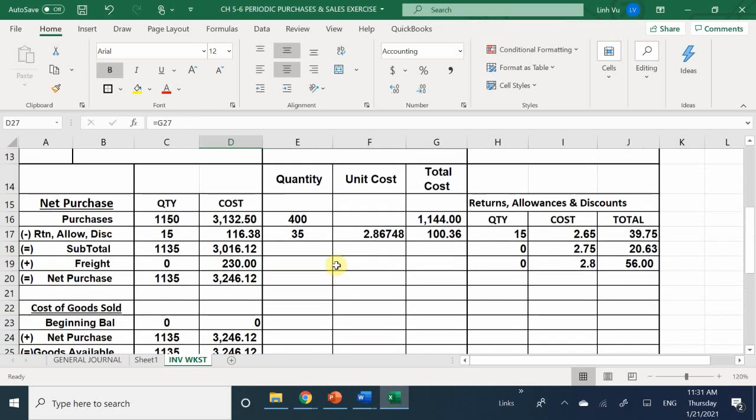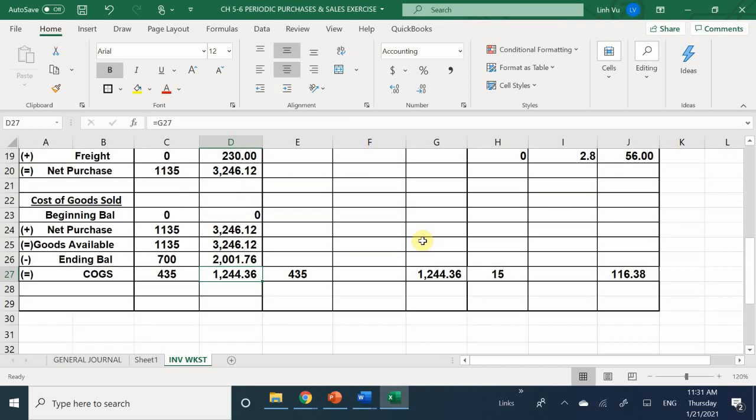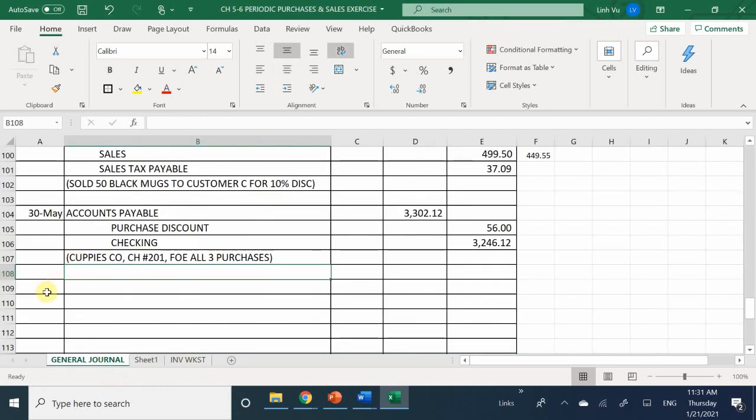$2,001.76. Okay, and then you can also verify that by just calculating the remaining if you want to be accurate. Okay, so good. Now that we have our numbers, let's go ahead and place in our journal. Okay, so May 30th. What are my accounts going to be?